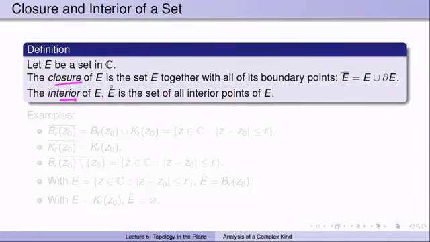On the other hand, we can force a set to be open by just taking away stuff from it. The interior of a set, denoted with a little circle on top of the set, is the set of all interior points. So we're taking away points that were not interior points.